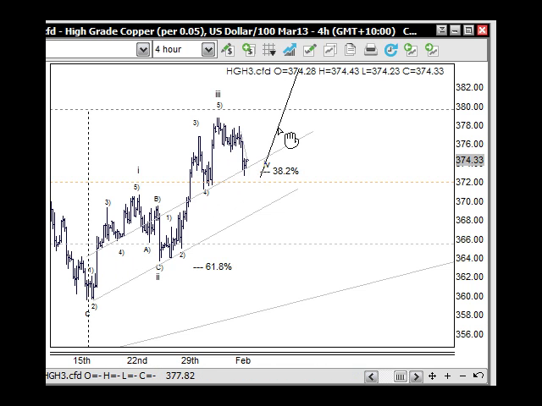wave 1 and wave 5 to be about the same length. So we'll be looking for a structure about this size here, approaching this area here. Once that's complete, then we'll see another A and a B and a C through here as well. On we go with that.